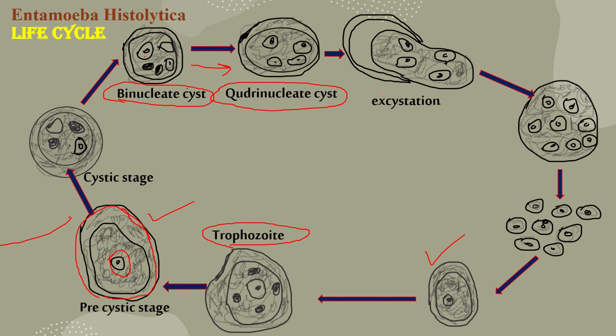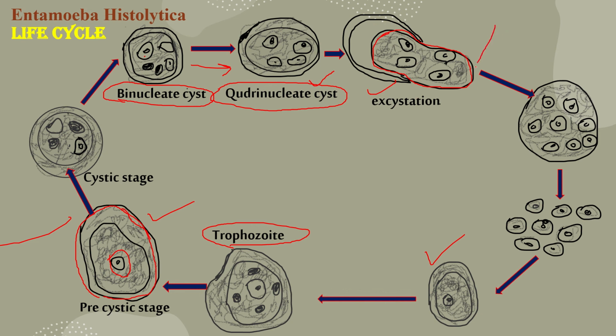So afterward, after development of the quadranuclear stage, four nuclei are formed. Then this quadranuclear cyst comes out of the cyst, and that process is called excystation. That is, the quadranucleate organism comes out of the cyst. So they remove the cyst or the envelope of the cyst, and that is called excystation.